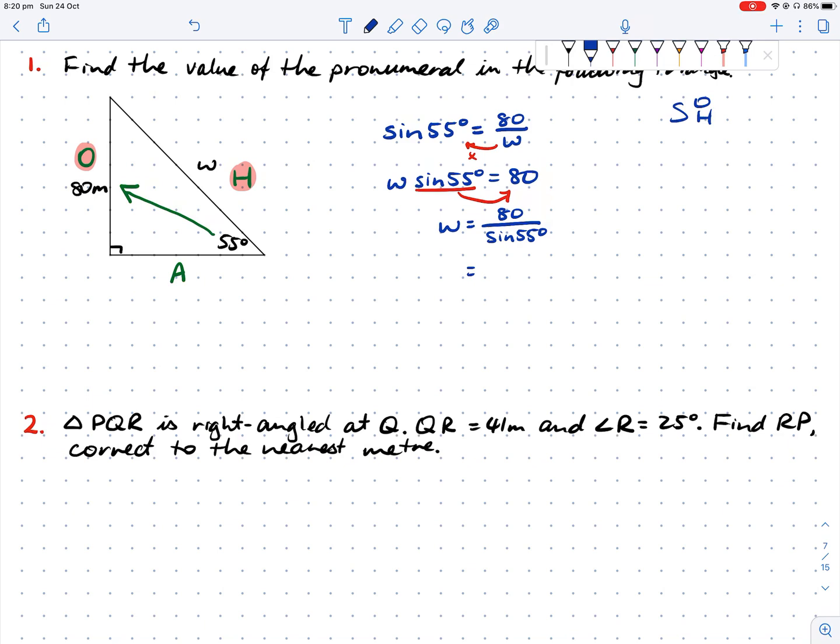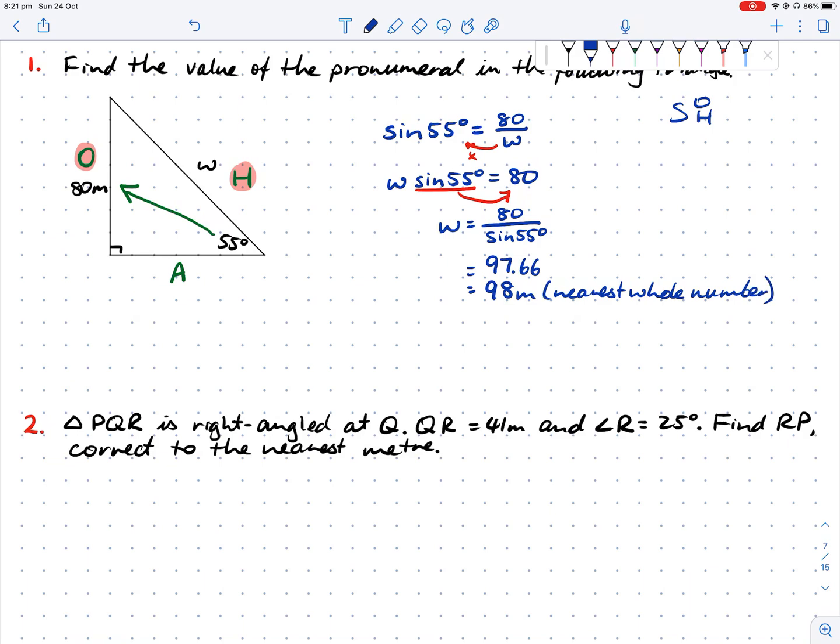And that's how we want to put it into the calculator. You can put it in as a fraction, so 80 over sine 55 degrees. What you need to ensure is you close the bracket in your calculator or it's going to come up as a syntax error. So close the bracket, press equals, and we have 97.66. Or if we want to round that to the nearest whole number, that's going to be 98 meters.